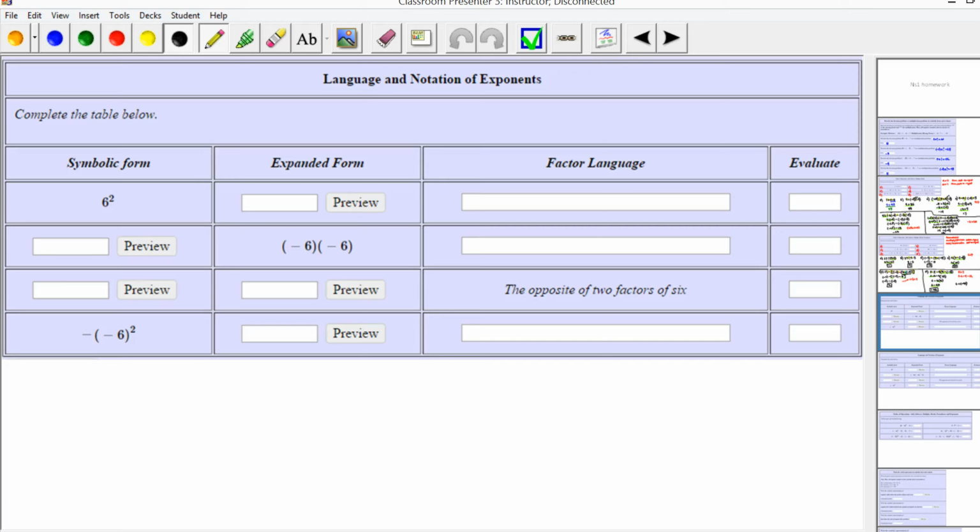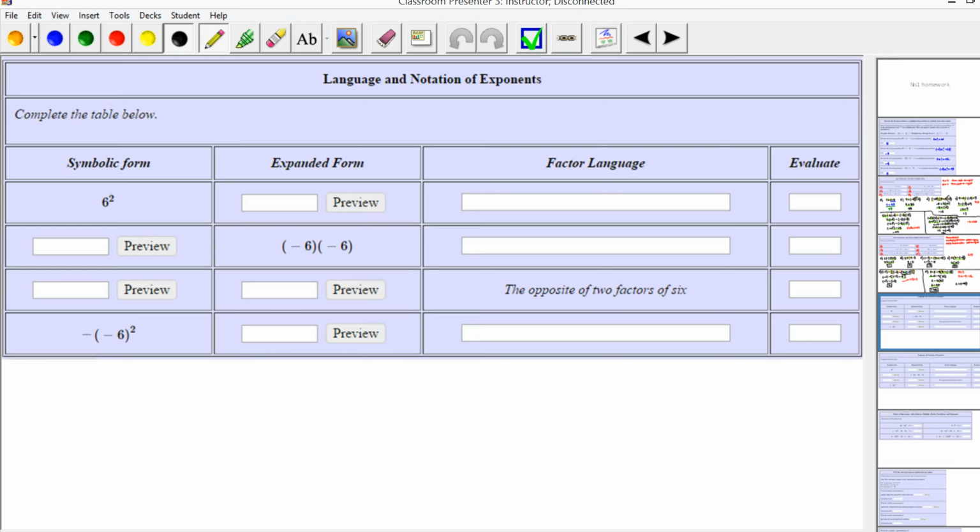In this example, we're going to look at the language and notation of exponents. So notice there are 4 columns: symbolic form, expanded form, factor language, and evaluating, or writing one numeric answer. There are also examples. You're given one of these different forms in each one for you to reference.